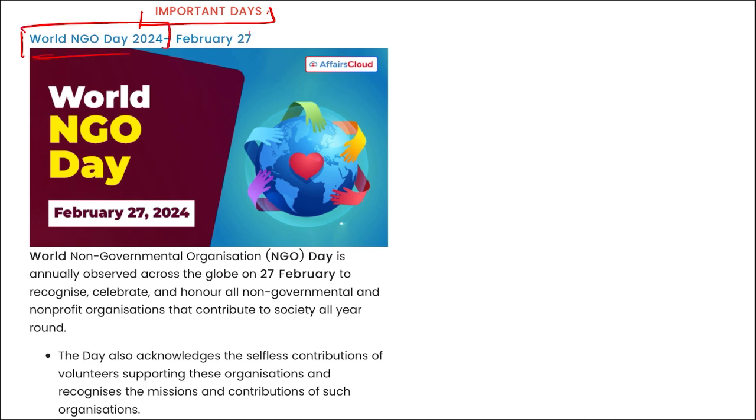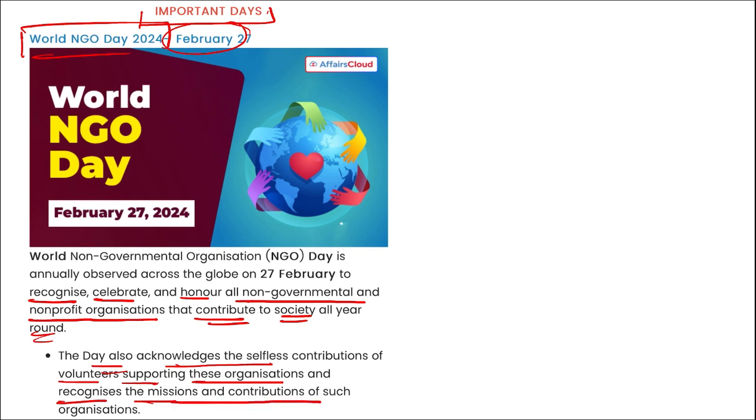World NGO Day is observed on 27th of Feb, and it is to recognize, celebrate and honor all non-governmental and non-profit organizations that contribute to the society all year round. This day also acknowledges the selfless contribution of volunteers supporting these organizations and recognizes the mission and contributions of such organizations. This year it was the 11th edition of the World NGO Day. For the first time it was observed in 2014.